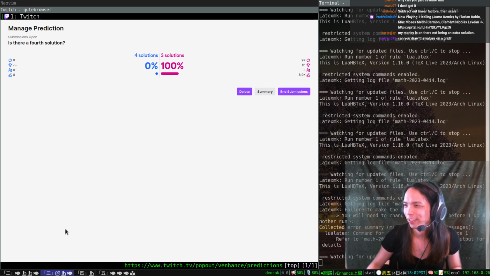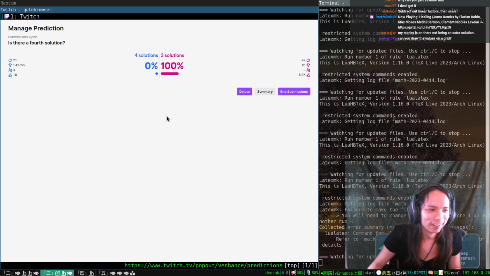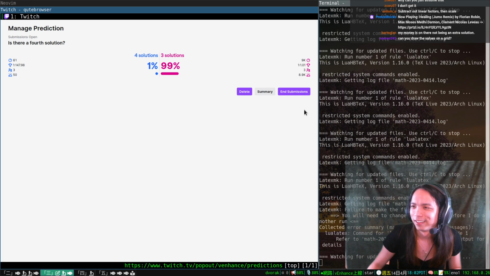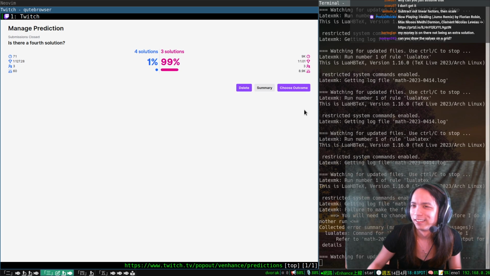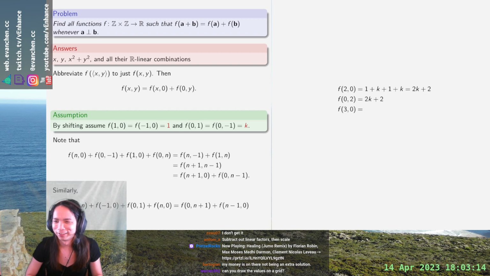Place your bets! Everyone thinks... Oh, is there... Okay, everyone thinks there's just 3. That's gonna be really boring. What happens to the poll if everyone votes on the same thing? I don't actually know. Interesting. Okay, some people might get very rich shortly. We'll find out. All right, back to our regularly scheduled programming.